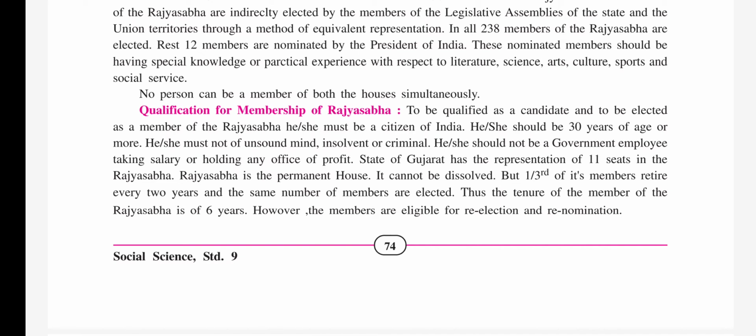The state of Gujarat has the representation of 11 seats in Rajya Sabha. If the question is asked in the exam how many seats are represented by the state of Gujarat in Rajya Sabha, the answer is the state of Gujarat has the representation of 11 seats in the Rajya Sabha.